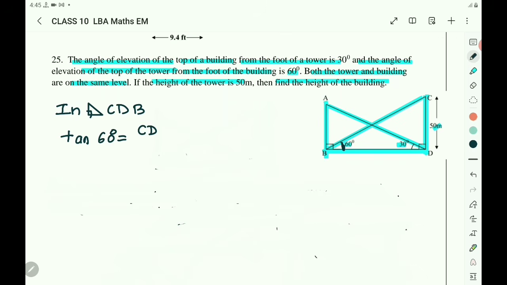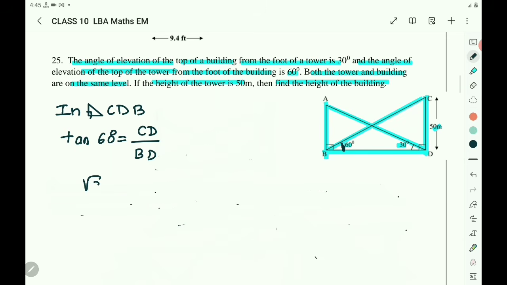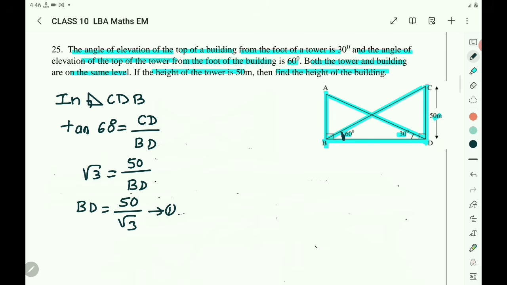opposite side CD by adjacent side BD. What is the value of tan 60? Tan 60 is root 3 equals CD is 50 by BD. And exchange here BD and root 3. BD is equal to 50 by root 3. Consider it is 1. Then you take the triangle ABD.